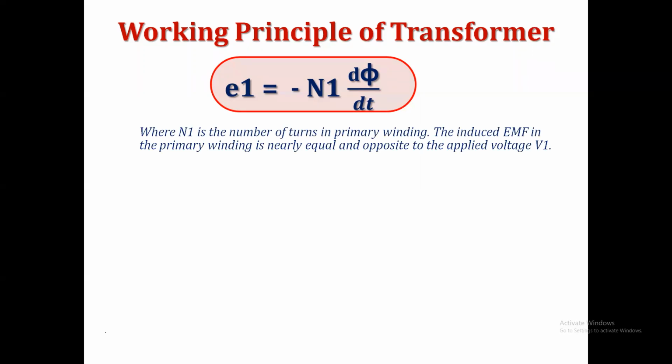Where N1 is the number of turns in the primary winding, the induced EMF in the primary winding is nearly equal and opposite to the applied voltage V1. Induced EMF in the primary winding is nearly equal and opposite to the applied voltage V1.